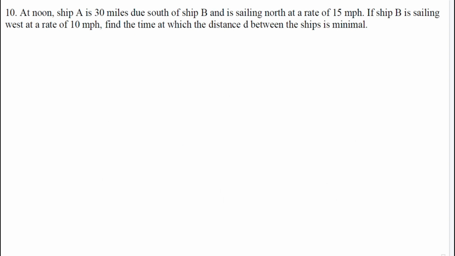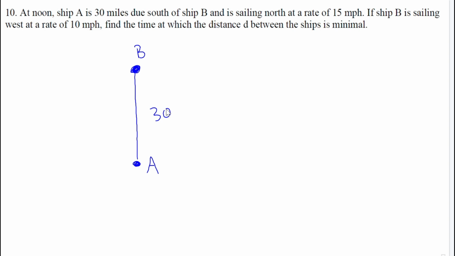And we got one more problem here to go. Now this one's a little bit different. We've got a ship that is 30 miles south of another ship and is sailing north. And then we've got ship B sailing west at a different rate. So let's just kind of sketch this picture. We've got ship A down here and ship B up here, right? And that distance apart is 30 miles.